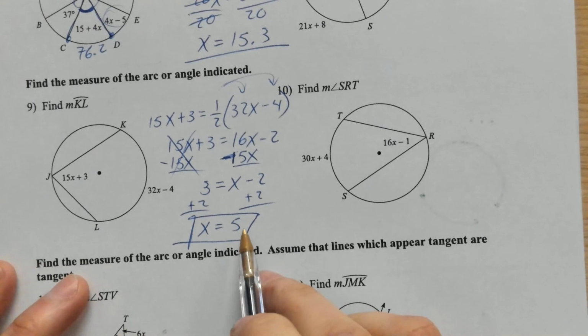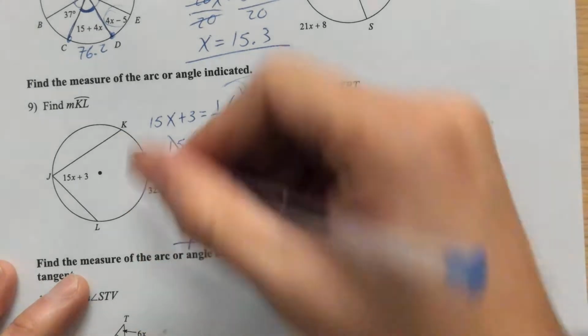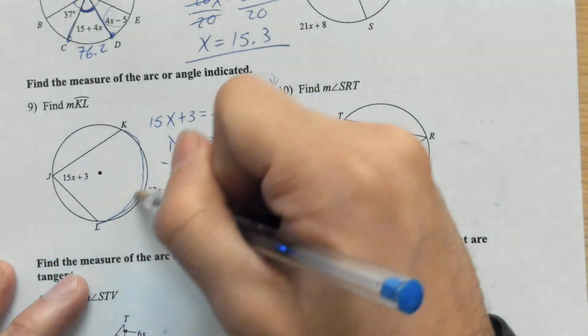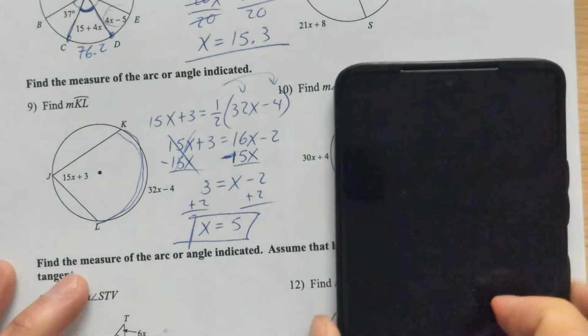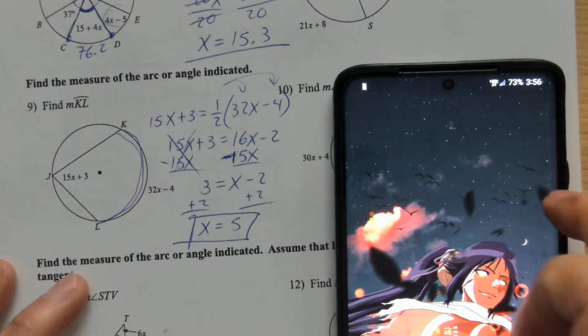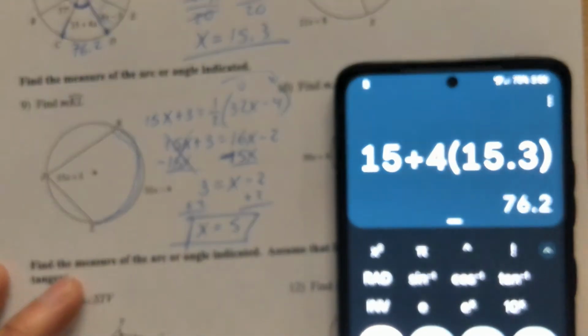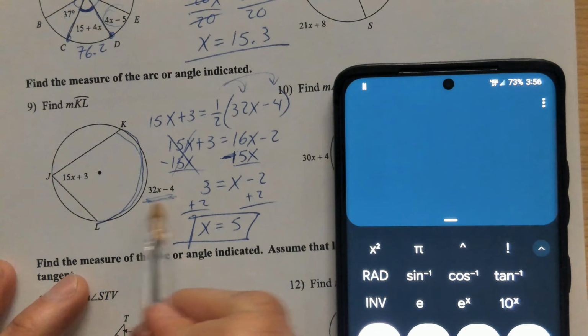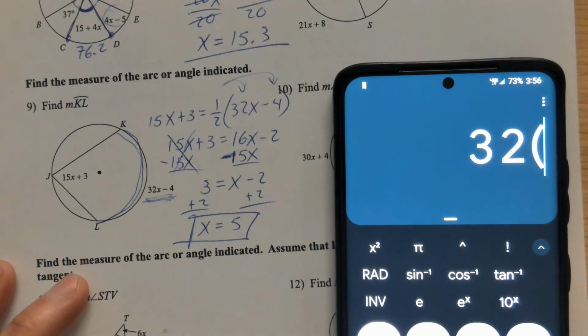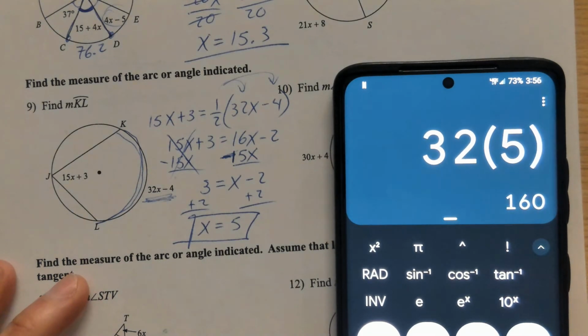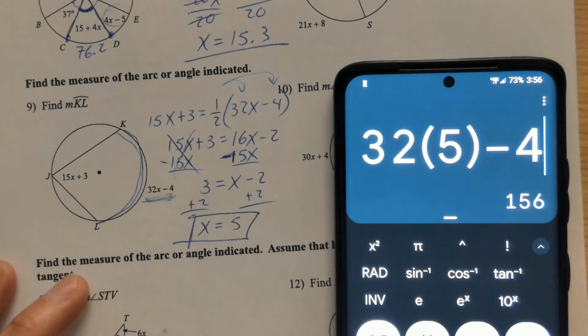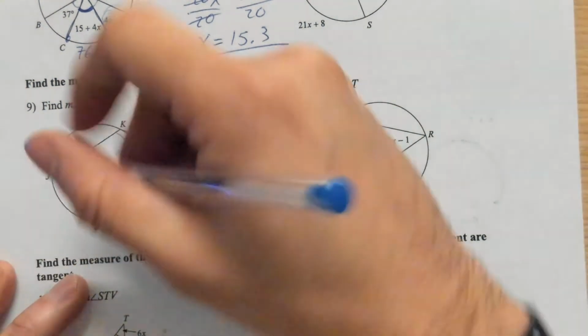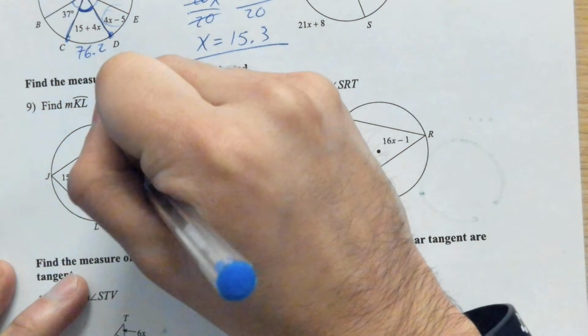It's asking me to find the measurement of arc KL. It's asking me for this arc. Well, pretty simple. I already know the value of x. So I want to put this thing, but just replace x by 5. So 32 times 5 minus 4. So my arc measures 156 degrees. This arc is 156 degrees.